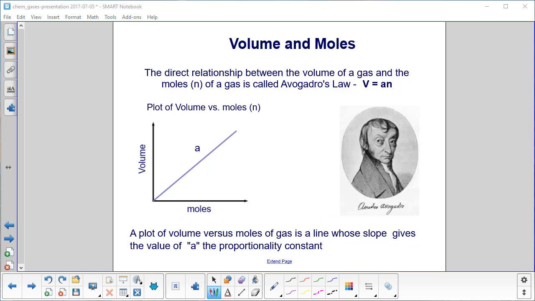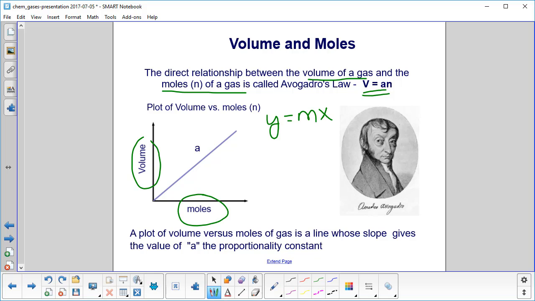Just like in Charles's law, where we have this direct relationship, and this time it's between the volume of a gas and the number of moles, we can just draw a plot of the volume versus moles. We don't have to take the reciprocal of either one of them, because if you look up here, V equals an, looks just like y equals mx. So m, the slope of that line, will be a, the proportionality constant.